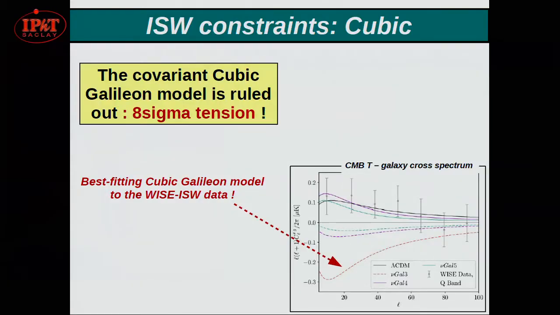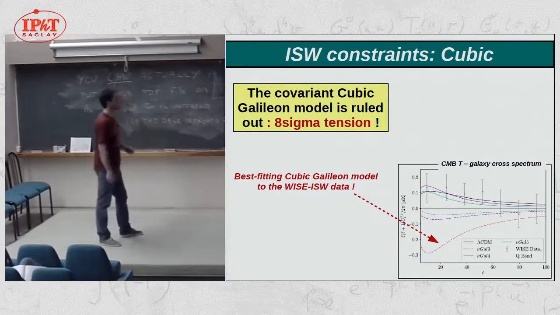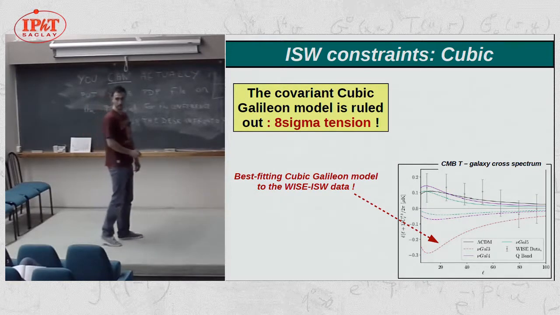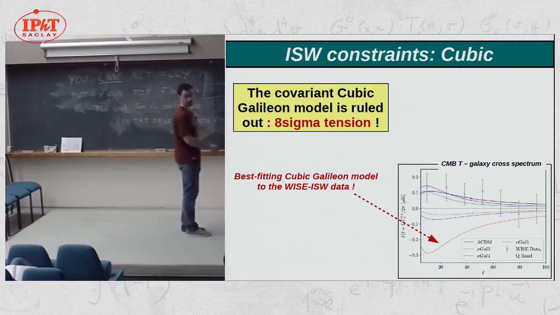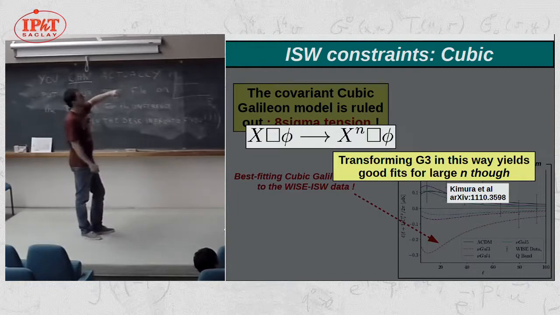The cubic doesn't. So when Miguel and Lucas were saying that the ISW was ruled out at the 8 sigma level, they were borrowing a result from this slide. This red curve here is the best fitting cubic Galileon model to the ISW data. So this is the best that you can do, and this basically amounts to an 8 sigma tension. I added this side comment because this was part of discussions yesterday.